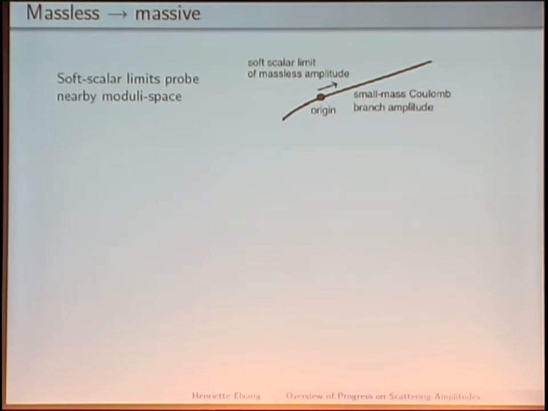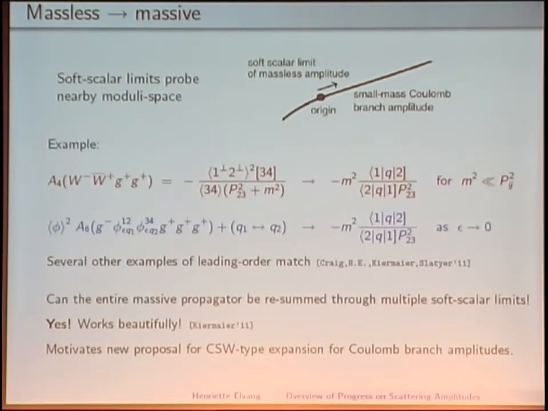So how could you actually test this? Well, if you take a four-point amplitude with two massive vectors and two gluons, we can calculate it, and it takes this simple form. It actually just comes out of the amplitude I showed you before. In particular, it has a massive propagator. Now, if I take the limit where the mass is much smaller than all the Mandelstam variables in the problem, then I can write this as the leading small-mass result.